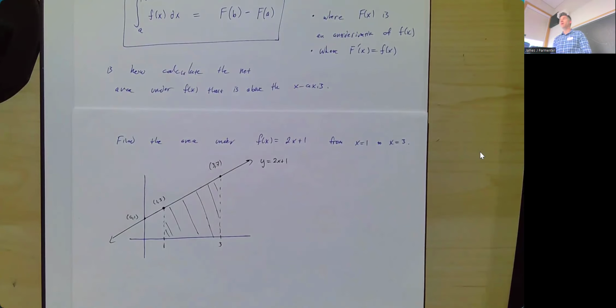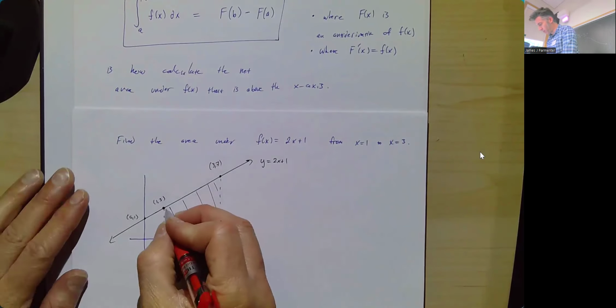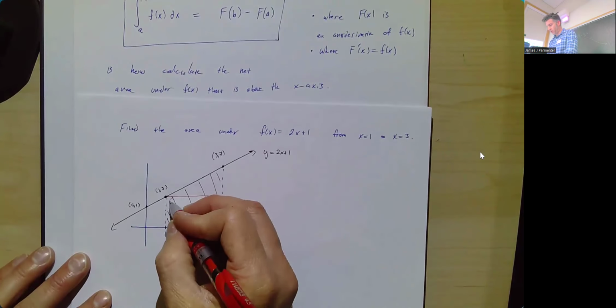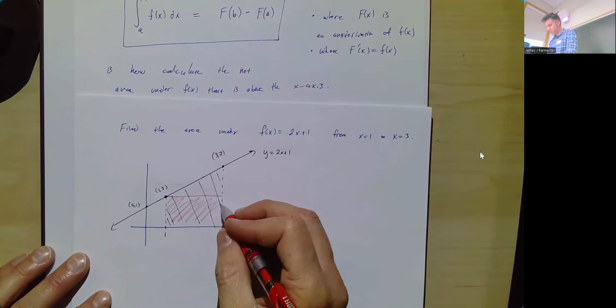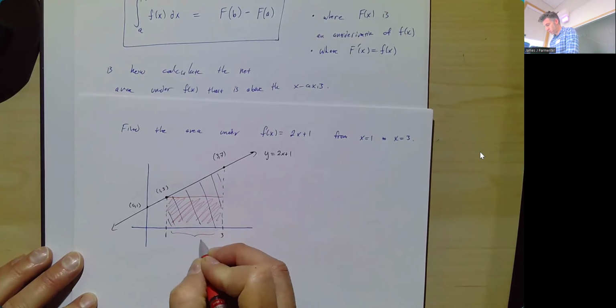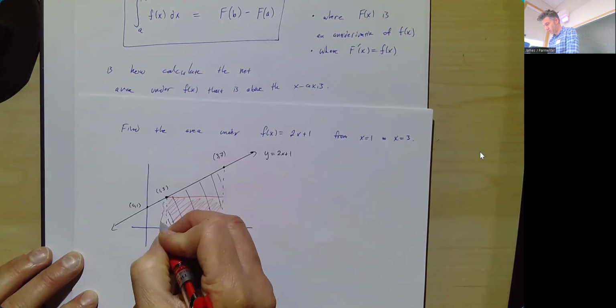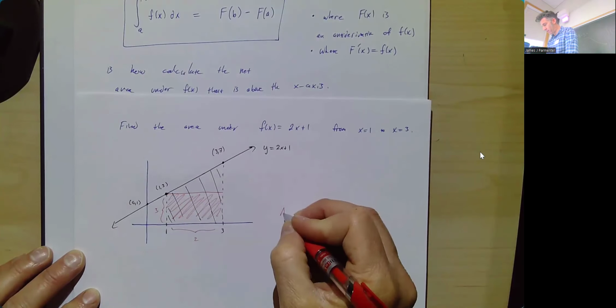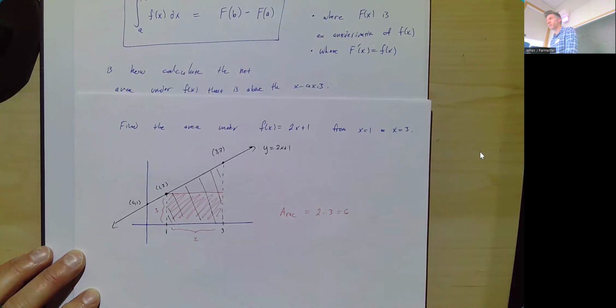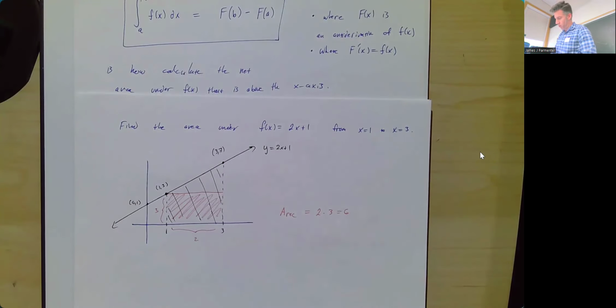Conveniently, this is a shape that we could break up into shapes that we actually know how to find the area of. I could break this up right here and say, oh, look, there's a rectangle whose base is 2 and whose height is 3. So the area of the rectangle is 2 times 3, which is 6. And I also have a triangle.